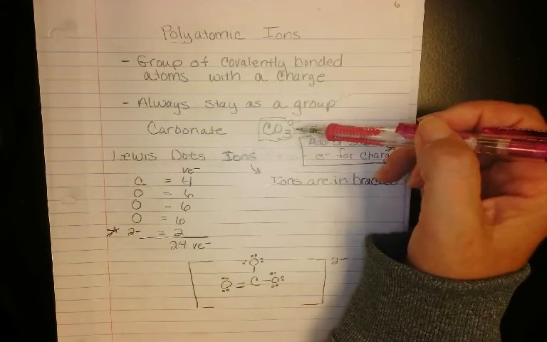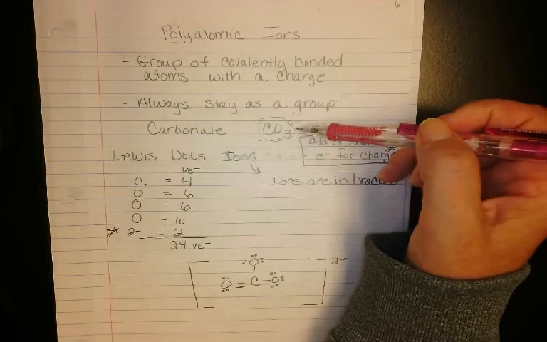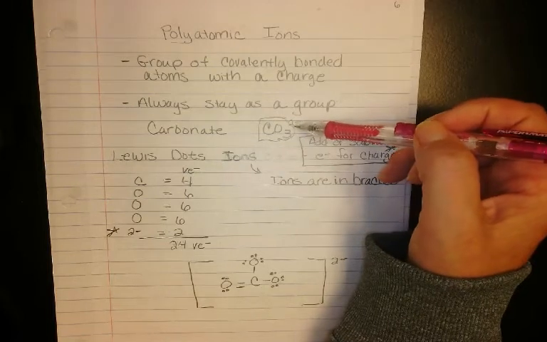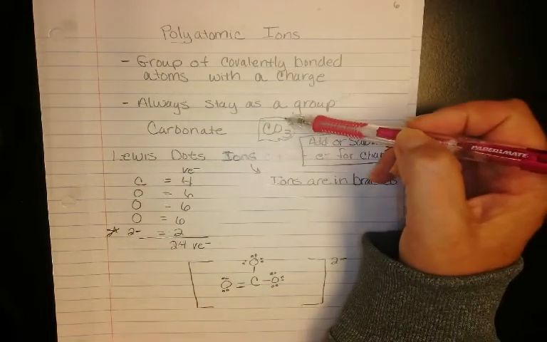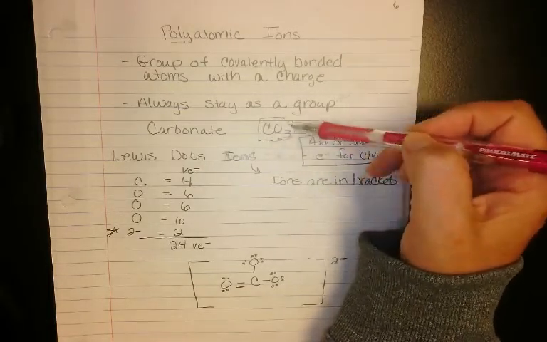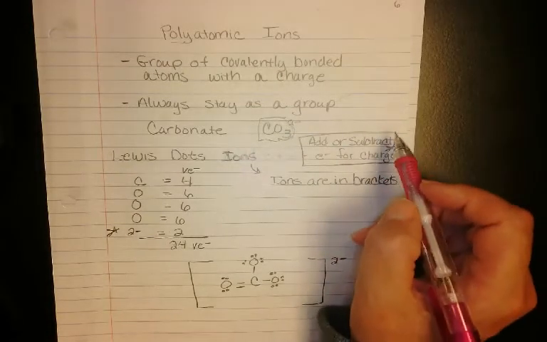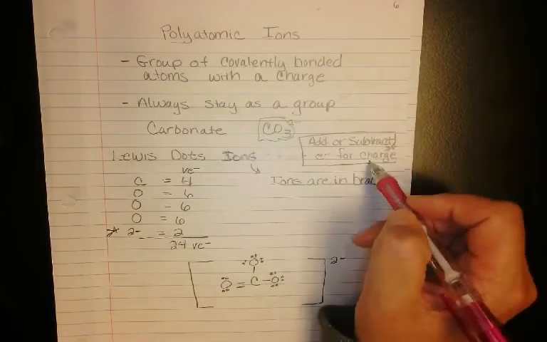So you saw a video where things dissolve in water and they break apart into atoms when they're ionic compounds. This is just one ion, so it stays together as a whole group even when you put it in water. Okay, so the other thing is you need to add and subtract electrons for the charge.